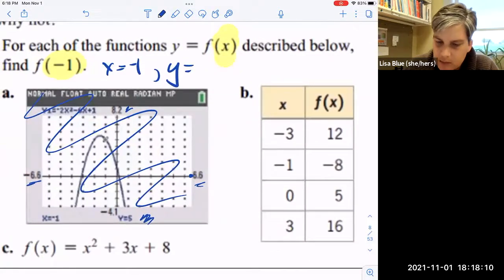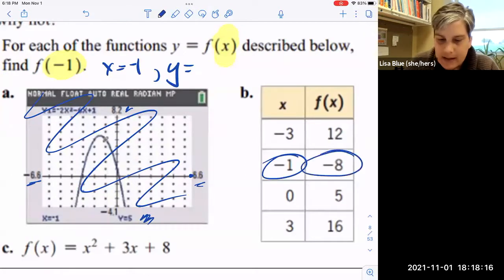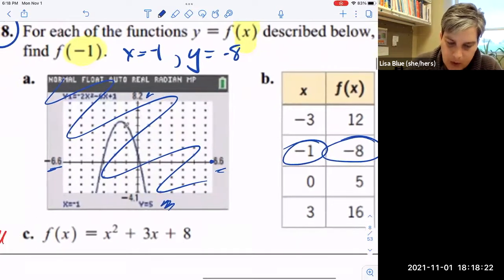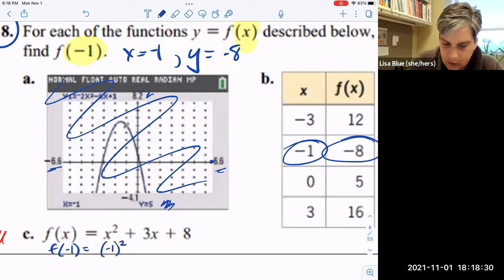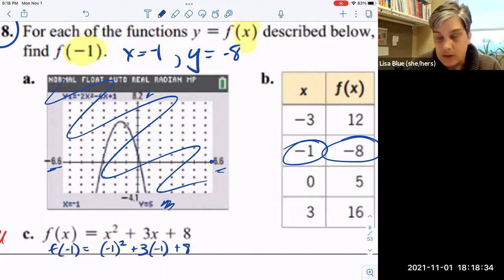If we go to part B, x equals -1. When x equals -1, we see that the output is -8. And then if we were to do this for part C, it just means that we would say f of -1, and we would plug in -1 everywhere we see an x, and then we would evaluate the results.